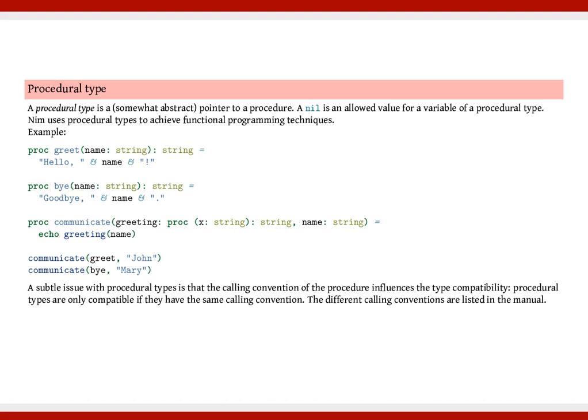A subtle issue with procedural types is that the calling convention of the procedure influences the type compatibility. Procedural types are only compatible if they have the same calling convention. The different calling conventions are listed in the manual.